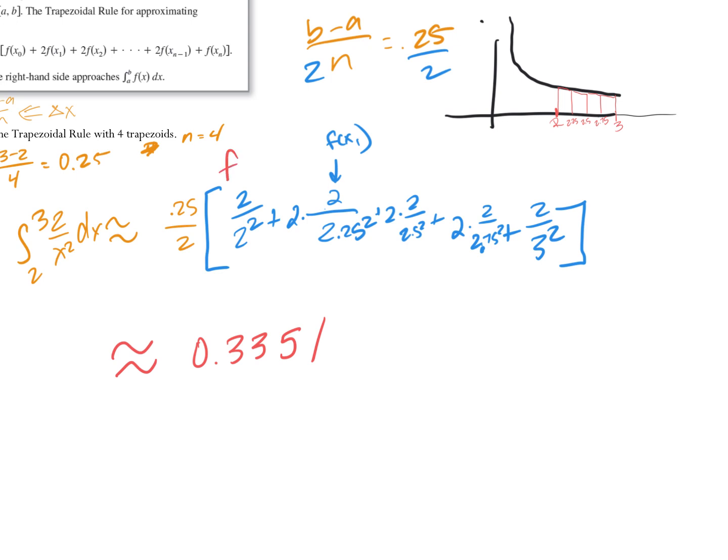So this one's f of x0. This is 2 times f of x1 plus 2 times f of x2 plus 2 times f of x3 times f of x plus f of x4. And that's where those are coming from. Okay.